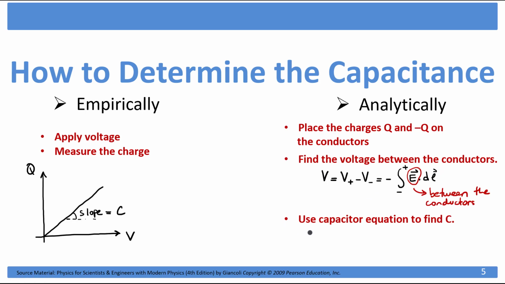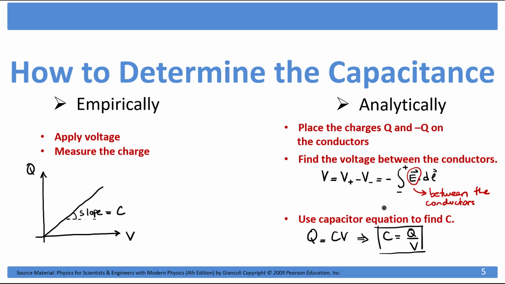And the capacitor equation says Q is equal to C times V. Capacitance is always a positive quantity. That was the reason why I wanted the voltage to be positive. Q is positive, voltage is positive, so you will get a positive capacitance. So if you solve this expression for C, what you are going to get is Q over V. Since we placed Q, we know what it is. We calculated V, so we can get the capacitance.